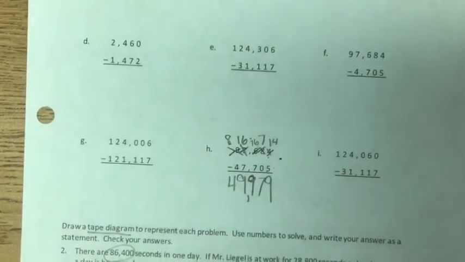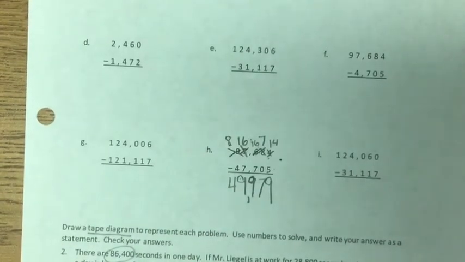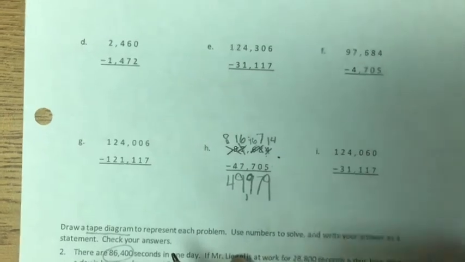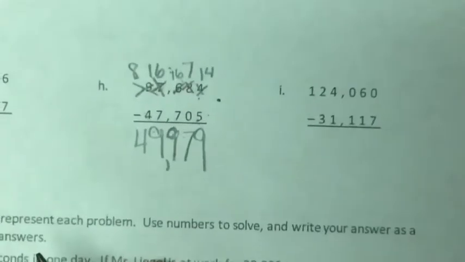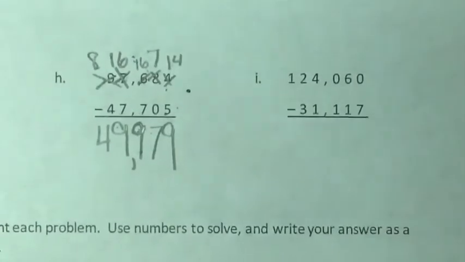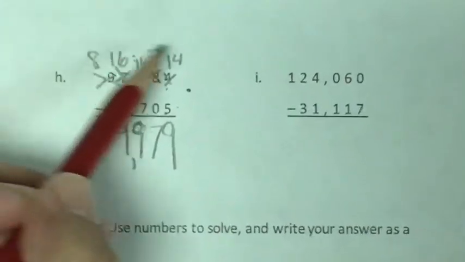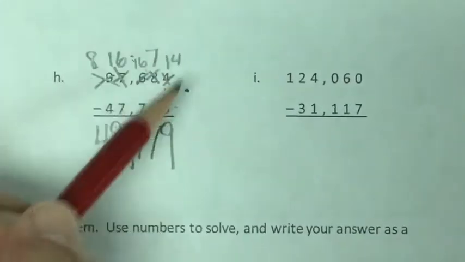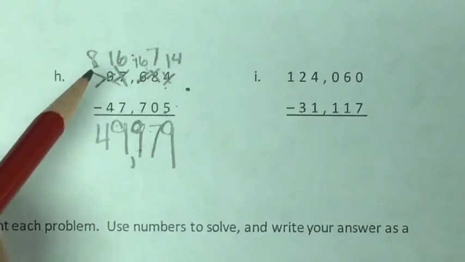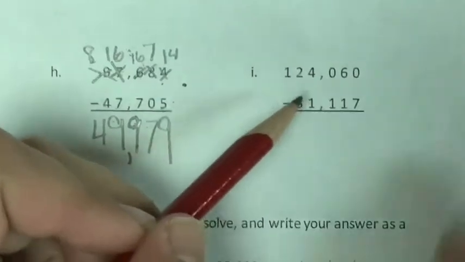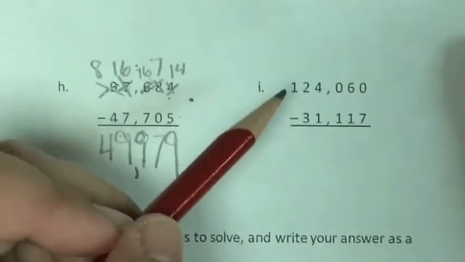Now, let's go ahead and move to I. All right, so I is going to be this problem right here. I'm going to zoom in. If you see in H, there was a ton of me unbundling so I could do this math. That's going to be the same for over here. So let's go ahead and get started.